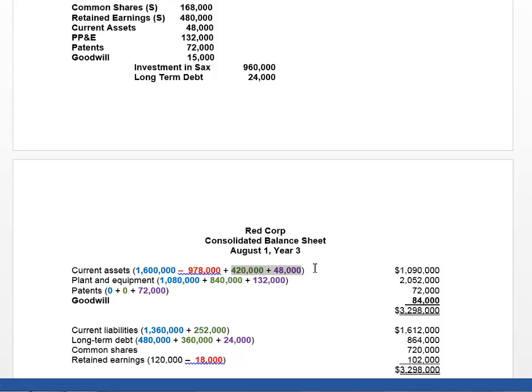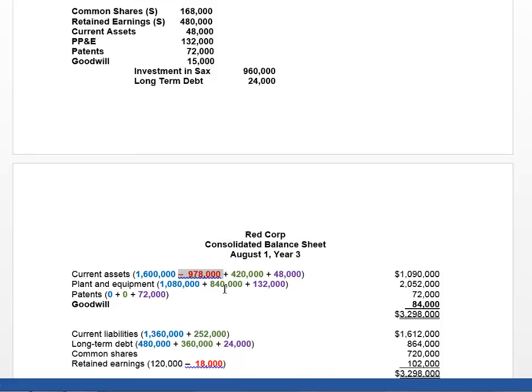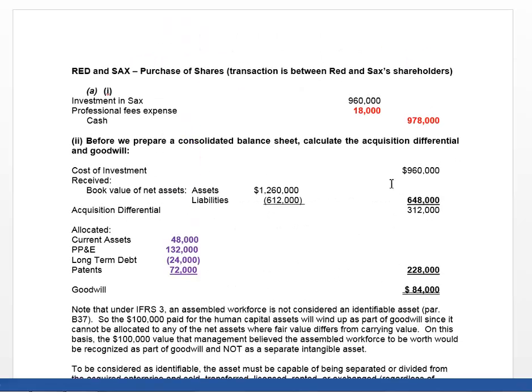All right, so now you can see that we also have to account for the fact that this 1.6 million did not include the 978,000 that Red paid when they affected the business combination. That's why I had this little guy here in red, right?